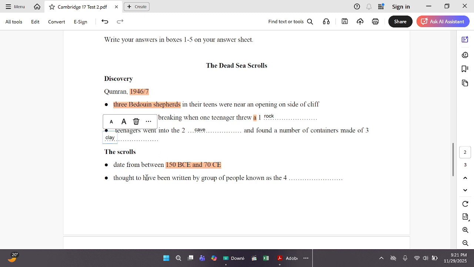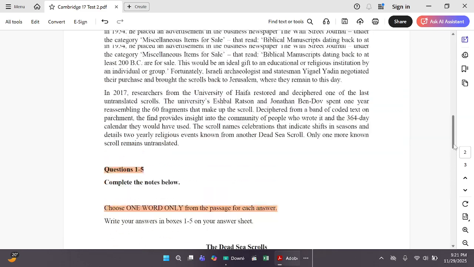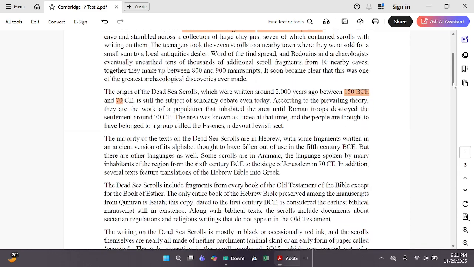Okay, and our next question is: scrolls date from between 150 BCE and 70 CE. I thought here the subject is the scrolls. Scrolls thought to have been written by a group of people known as the. So here the passage may mention known as something, or called as, or well known as, and here must be a noun. Okay, so let's get into the passage where they mention 150.